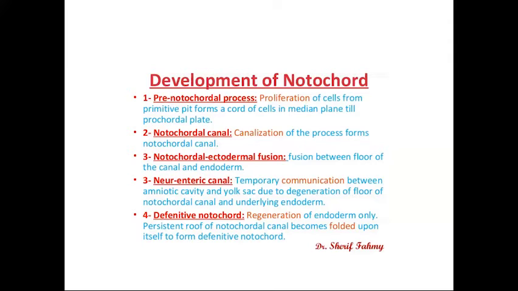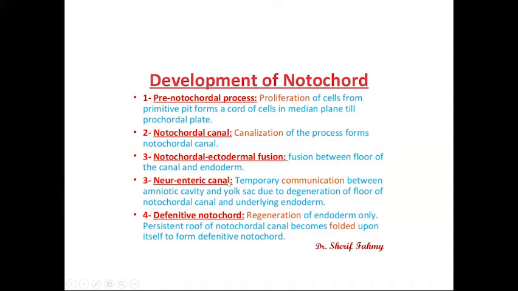So development of the notochord goes into these steps. Pre-notochordal process: proliferation of cells from the primitive pit forms a cord of cells in the median plane till the precordal plate. Then notochordal canal canalization, forming the notochordal canal. Then fusion between the floor of the canal and the endoderm.